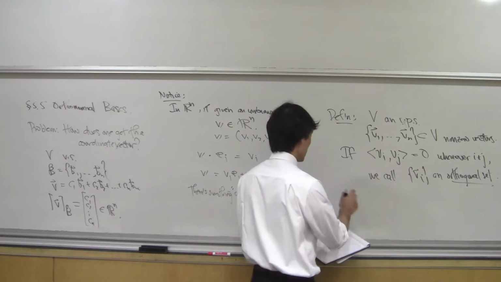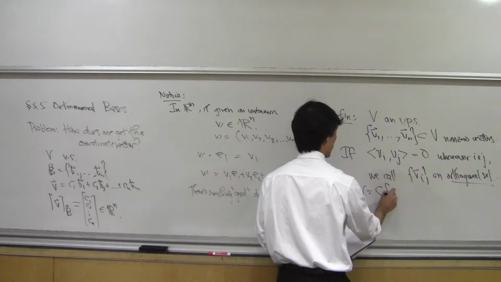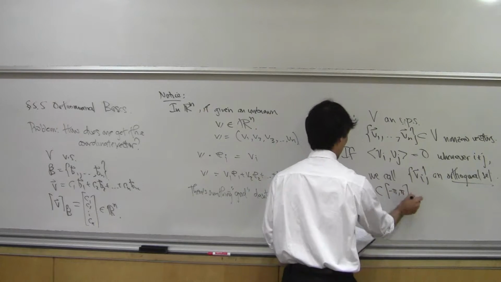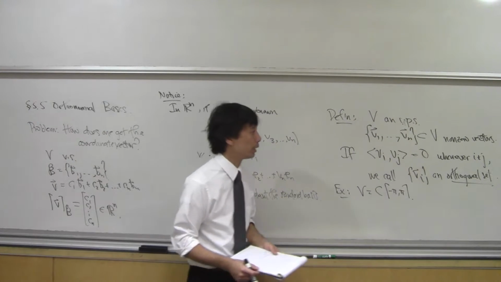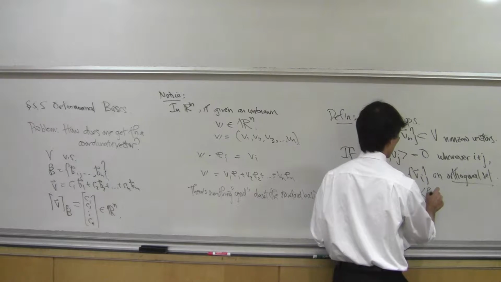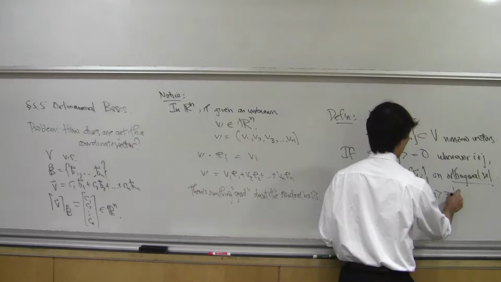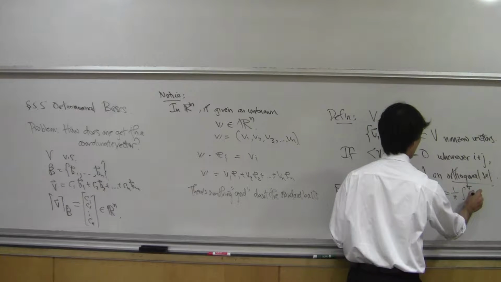Okay, so here's an example. Let V be the continuous functions on negative pi to pi, and let the inner product be 1 over pi times the integral from negative pi to pi of f times g.